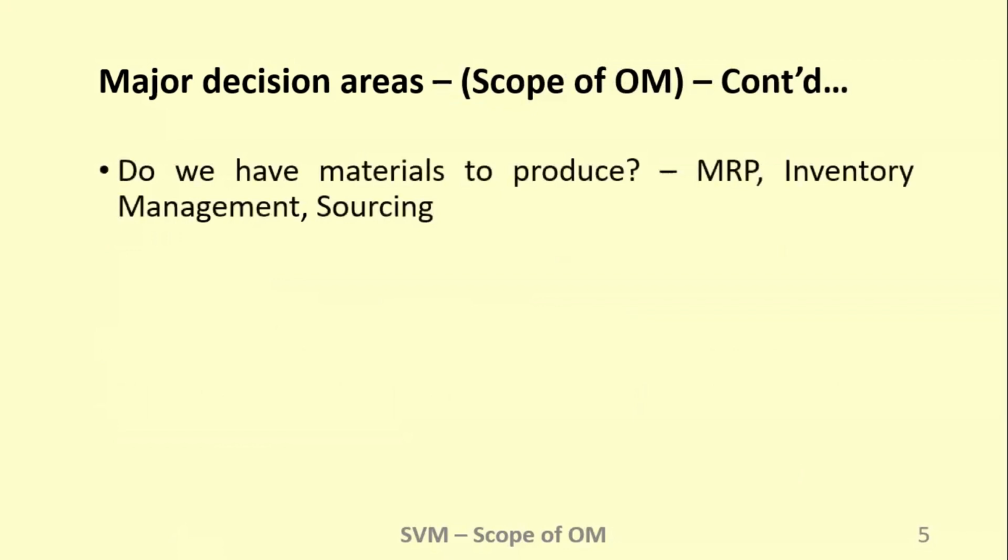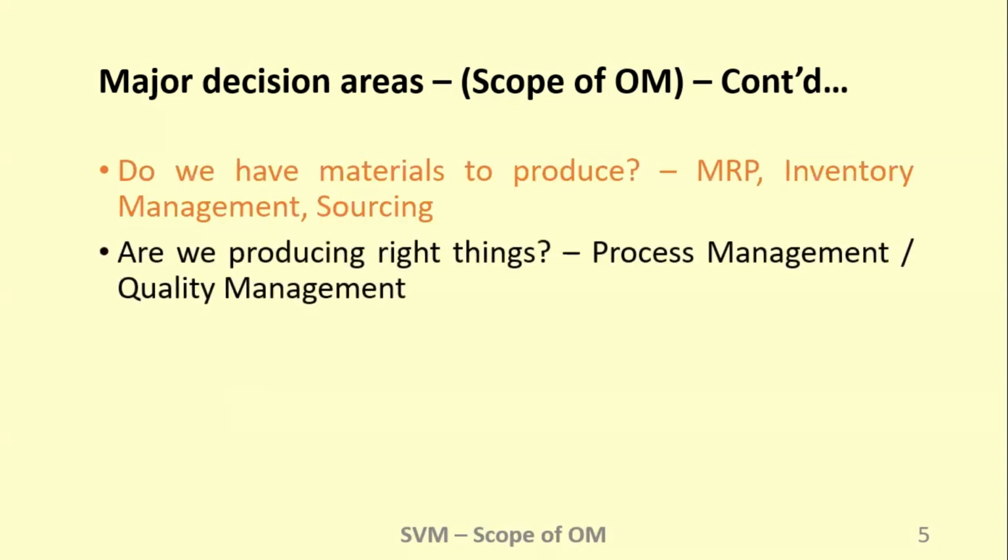Then, do we have materials to produce? That is the question you are asking yourself. So, your materials requirement planning, your management of inventory, and then sourcing of your raw materials, all those things you will be deciding for answering this question of do we have materials to produce?